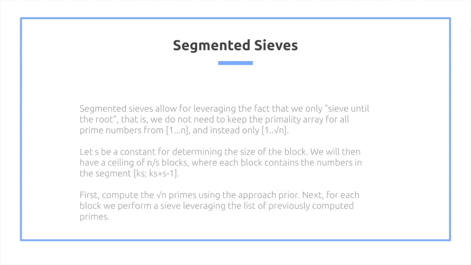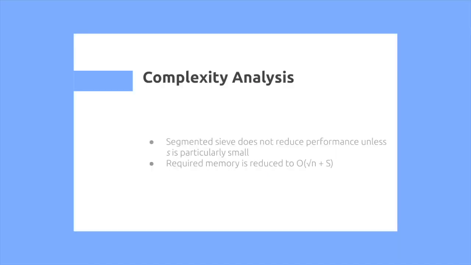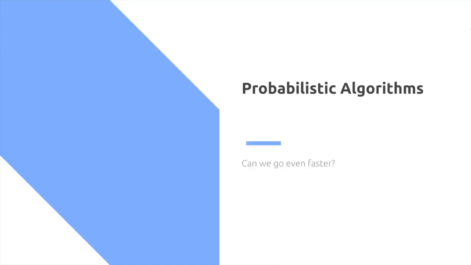If we let s be a constant for determining the size of the block, we then have a ceiling of n divided by s blocks, where each block contains the numbers in the segment from ks to ks plus s minus 1. So this technique first computes the root n primes using the approach prior. Then for each block, we perform a sieve leveraging the list of previously computed primes. If you really want to understand, you can pause this video and look through this implementation, and go through exactly how it works. The time complexity actually remains the same, but the memory complexity is reduced to root of n, which is the primes we precomputed, plus s, which is our window size.